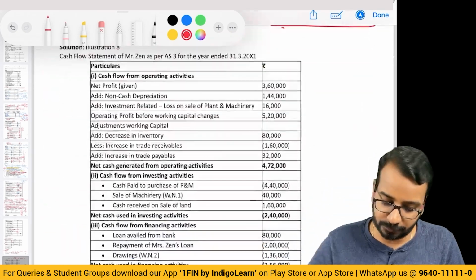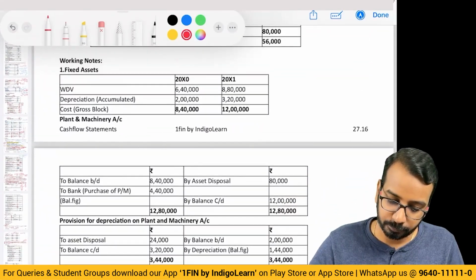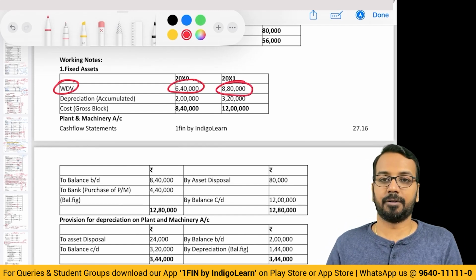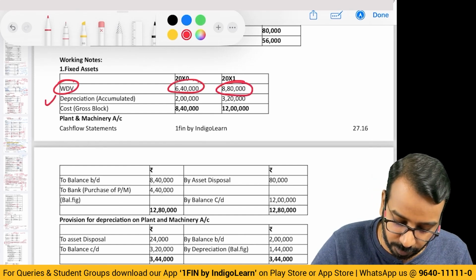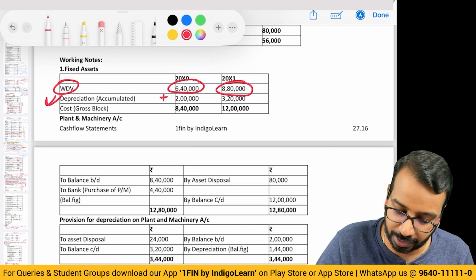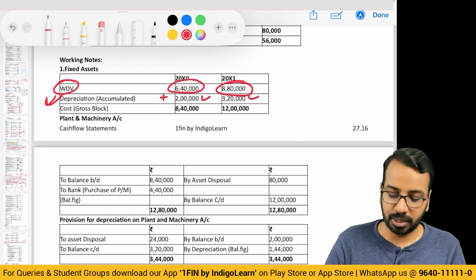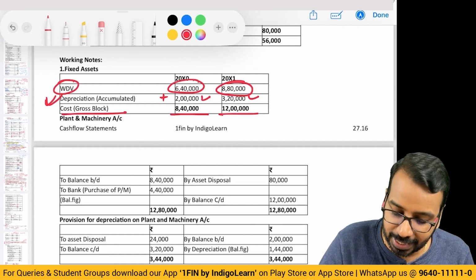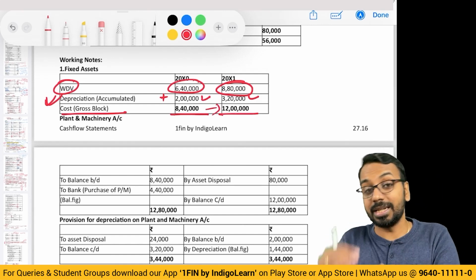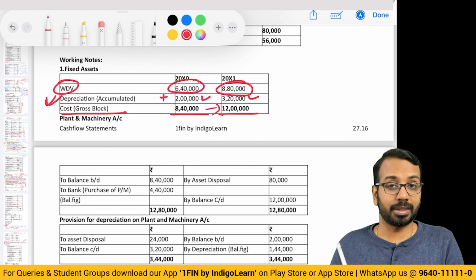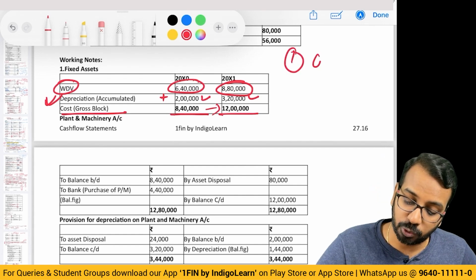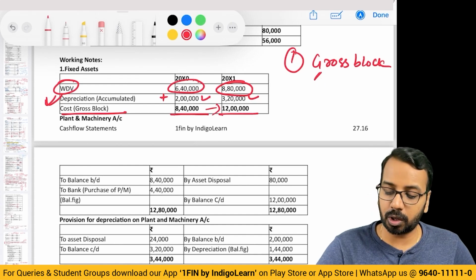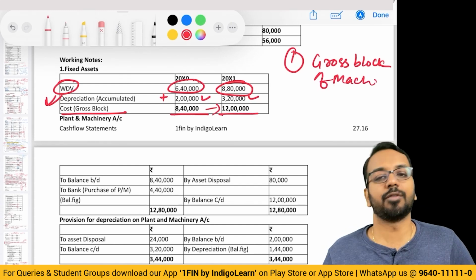So what do we do? WDV closing balance 640 and 8,80,000 is given directly. Because we have information on accumulated depreciation, you will add back 2 lakhs to 640 and 3,20,000 to 8,80,000. So the gross block becomes 8,40,000 and 12 lakhs. Can I say this directly is the purchase value? Again, because there is a sale transaction, we need to prepare the ledger. So first thing you will do is compute the gross block of machinery if you have the information.